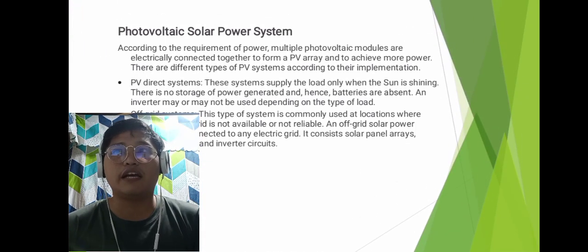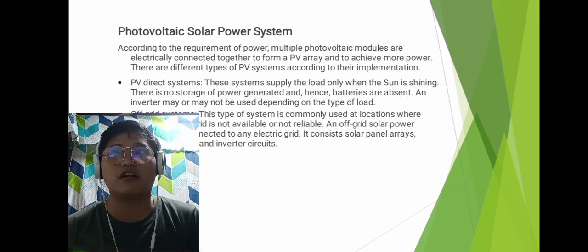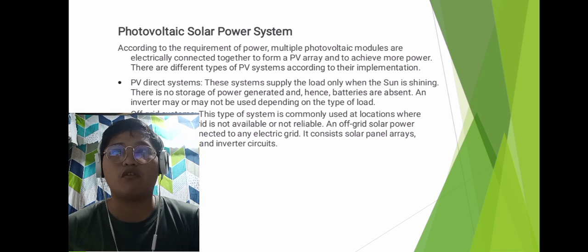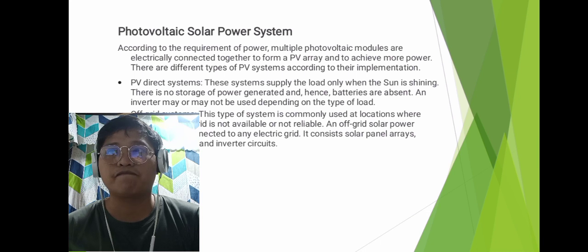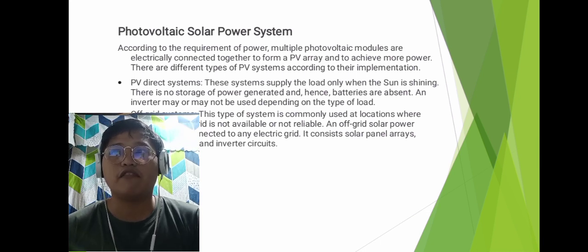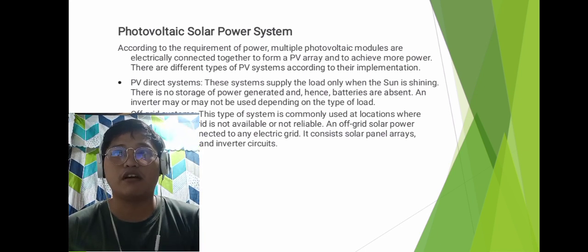Next we have the photovoltaic solar power system. According to the requirement of power, multiple photovoltaic modules are electrically connected together to form a PV array to achieve more power. There are different types of PV systems according to their implementation. First, we have PV direct systems. These systems supply the load only when the sun is shining. There is no storage of power generated, and hence batteries are absent. An inverter may or may not be used depending on the type of load.